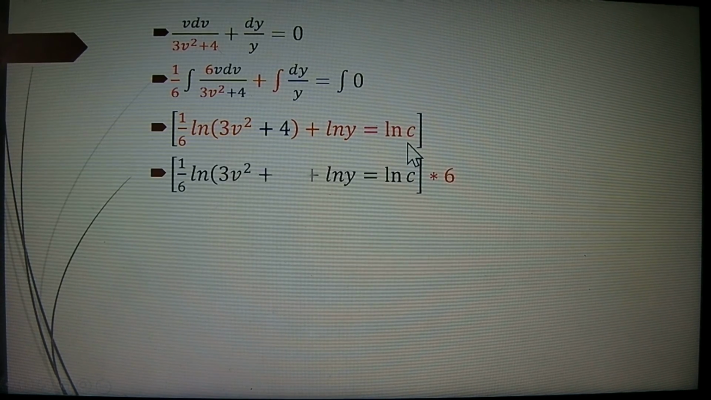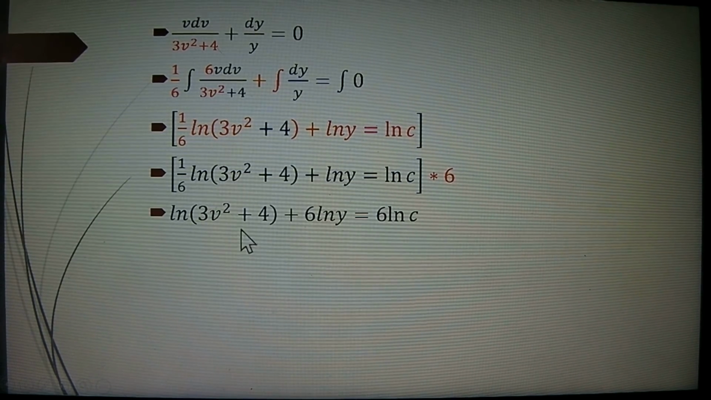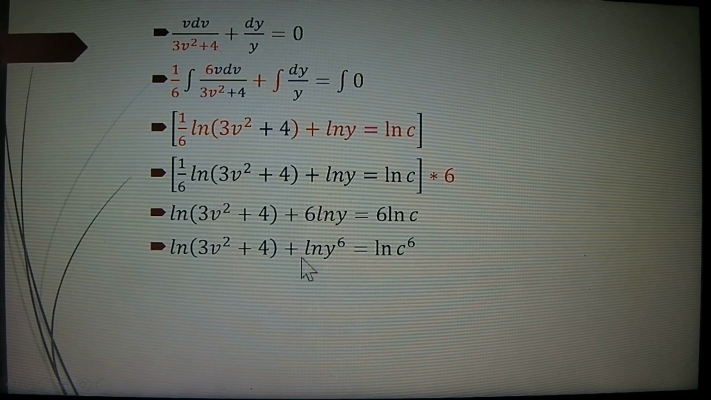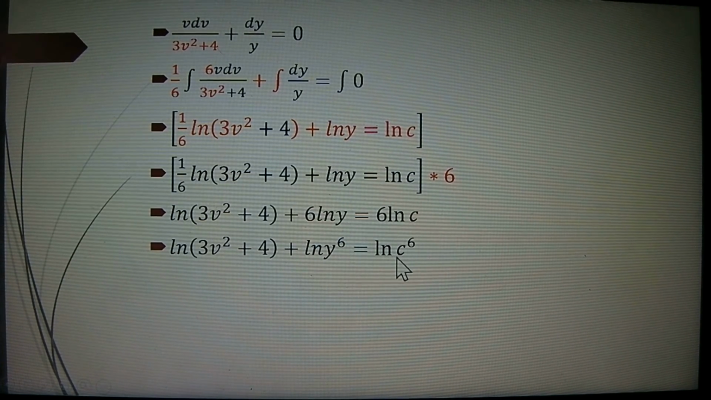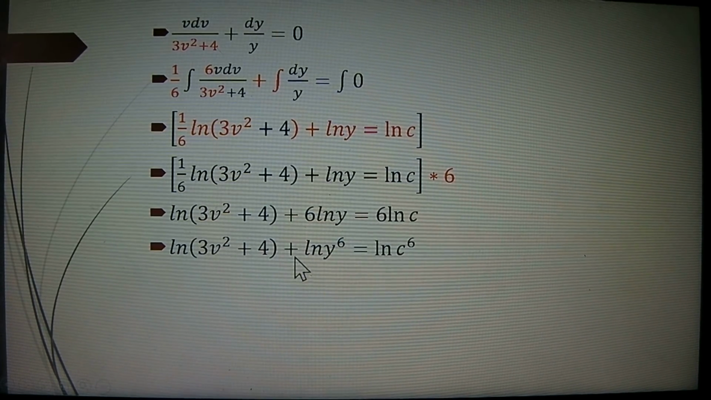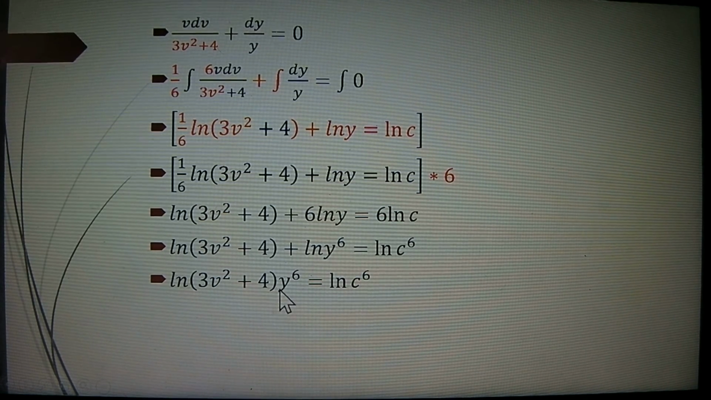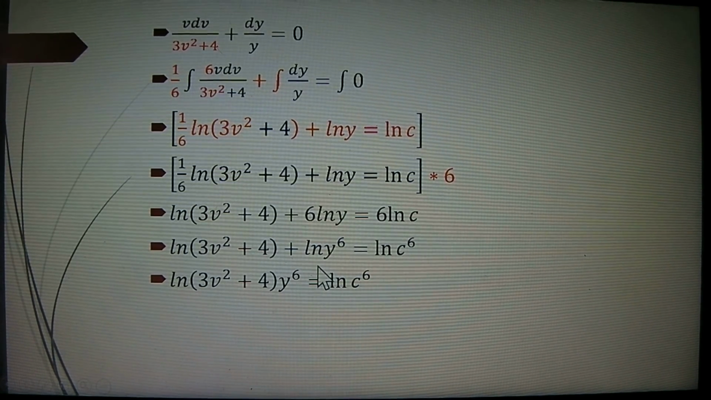So therefore, we have to multiply it by 6 because of the fraction. So it becomes ln 3b squared plus 4 plus 6 ln y equals 6 ln c. Okay, so addition means it will be multiplied, and this will be the power. Then addition means multiplication. So that becomes ln of 3b squared plus 4 multiplied by y to the 6 equals ln c to the 6. Notice that 6 ln y will be equal to ln y to the 6.